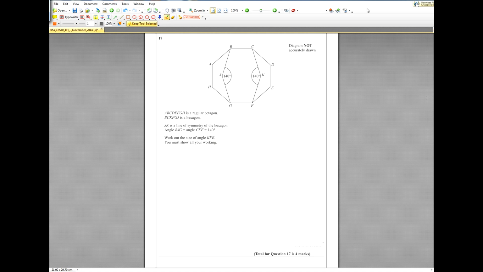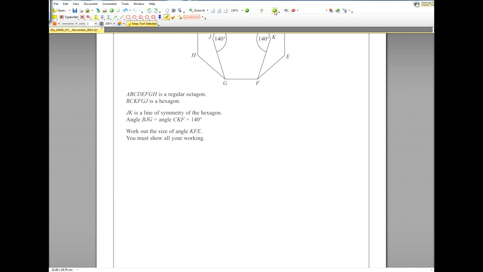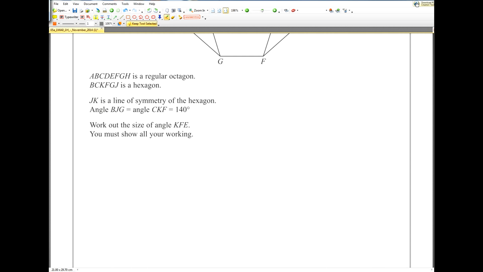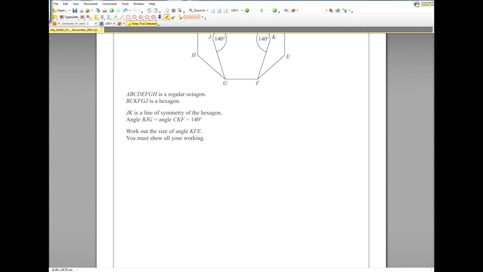Right, let's make this a bit bigger. Okay, let's make it a bit bigger. Okay, I think that's a bit too big now, so a bit too much.